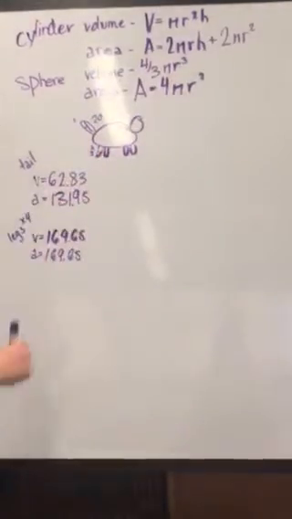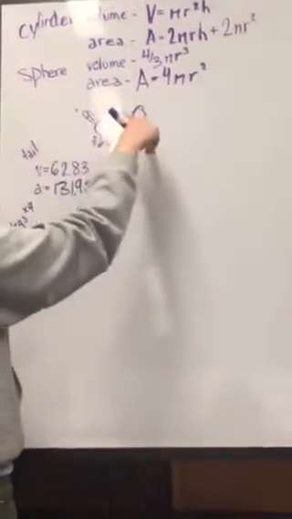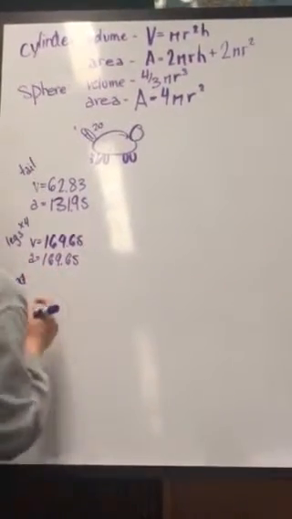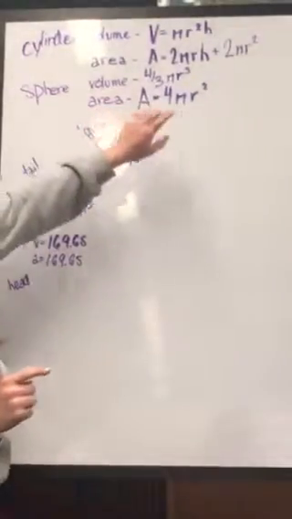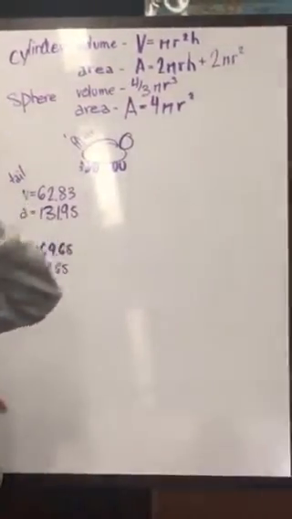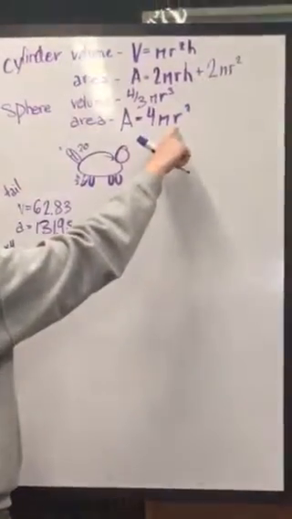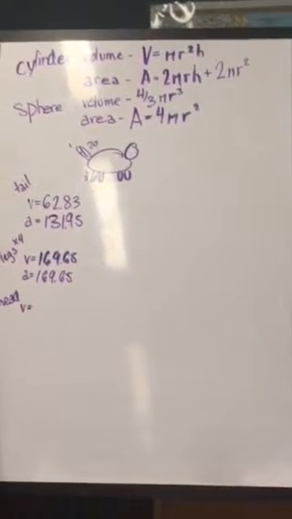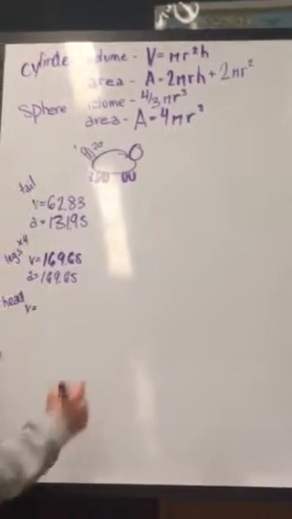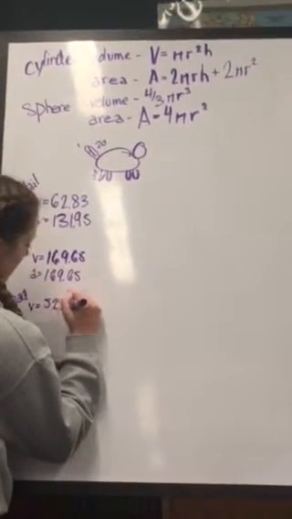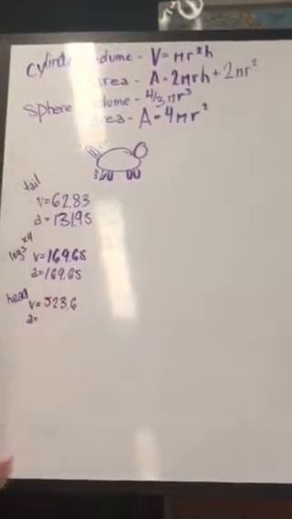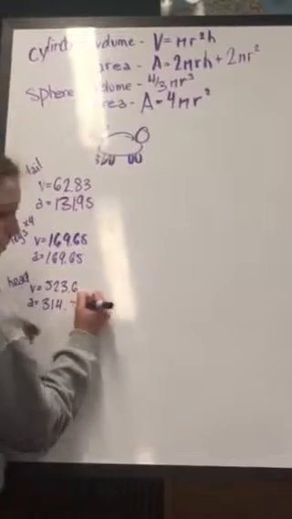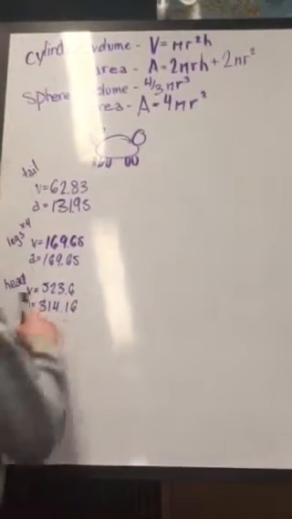Now we're going to go for the head. So the head is a sphere. This is where the sphere comes in. You only need the radius for the sphere, and the radius of it is 5 inches. So if we substitute the radius, which is 5 inches, for the volume, we get 523.6, and for the area, we get 314.16. So that's for the head.